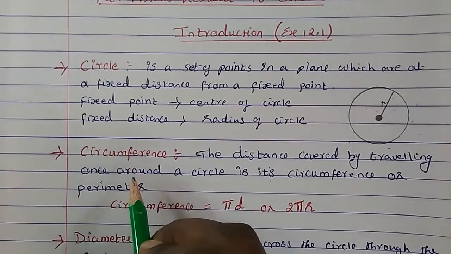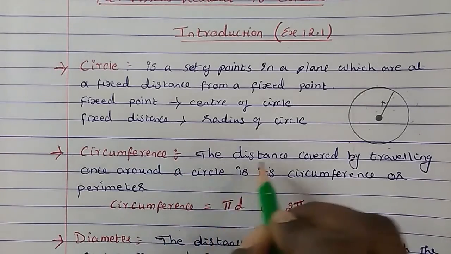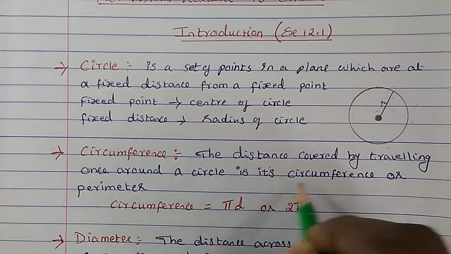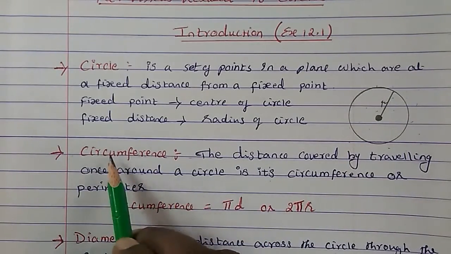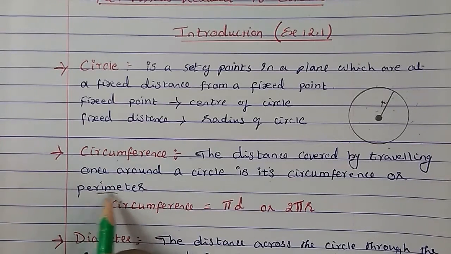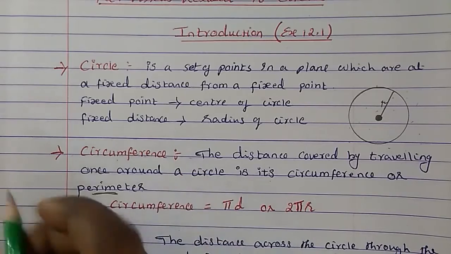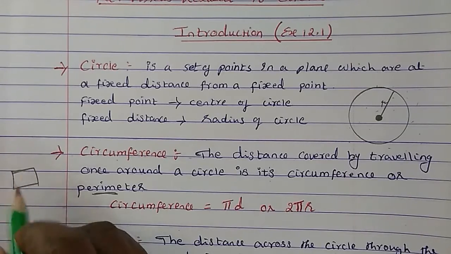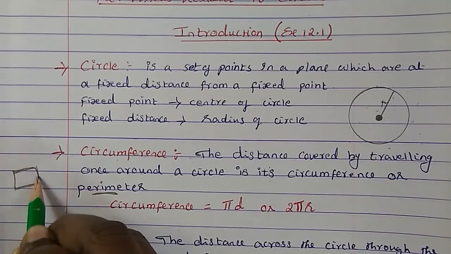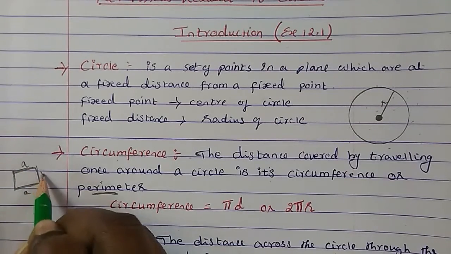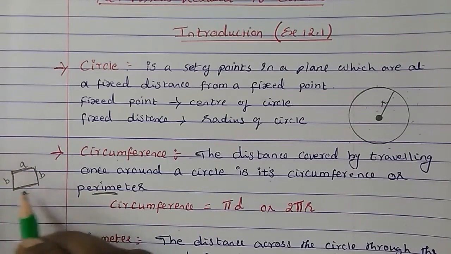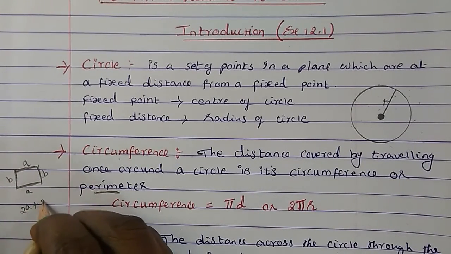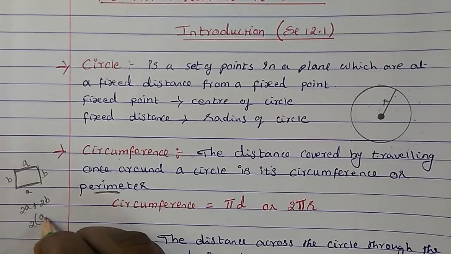Now what is circumference? The distance covered by traveling once around a circle is its circumference or perimeter. You can call it either circumference or perimeter. For example, for another closed figure like a rectangle, the perimeter means this side, this side, this side and this side. If this side is A, this opposite side is also A, and if this is B, this is also B. So the perimeter of this is 2 times A plus 2 times B, together 2 times (A plus B).